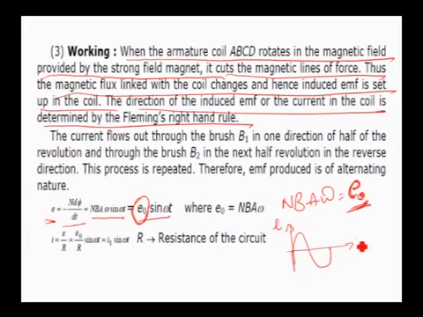If this is the EMF and this is the time, if this is time 0, exactly at T by 4 it reaches peak value. So this is E naught, and after T by 2 seconds it becomes 0. Next, in 3T by 4 seconds it reaches minus E naught, the negative maximum. Then in T seconds it has completed its oscillation.